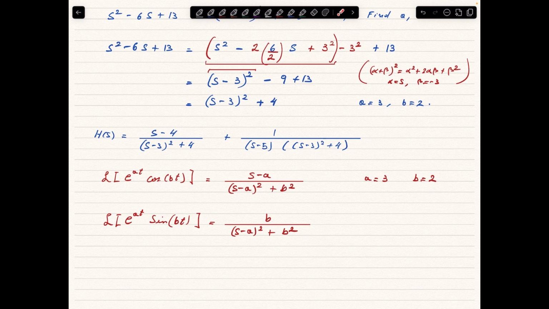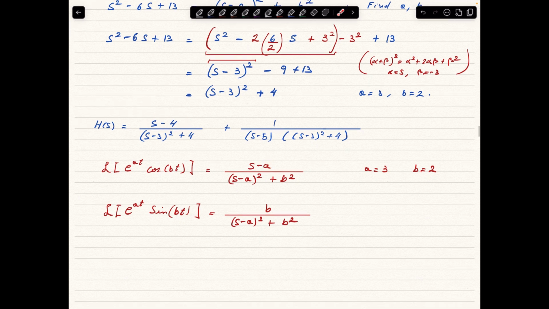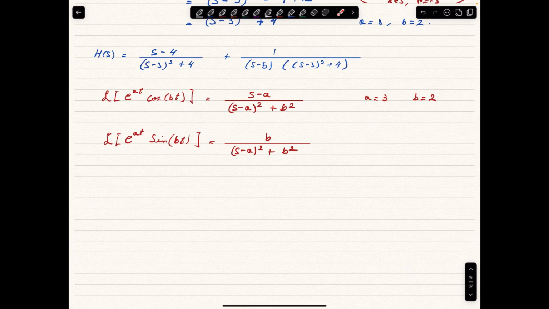But the numerators don't match. The numerator here, this should be s minus 3, and we have s minus 4. So what do we do here? Well, it's a simple trick, simple rewriting.